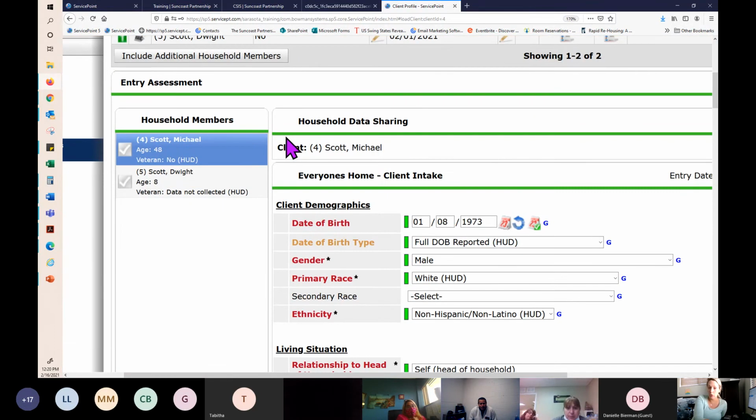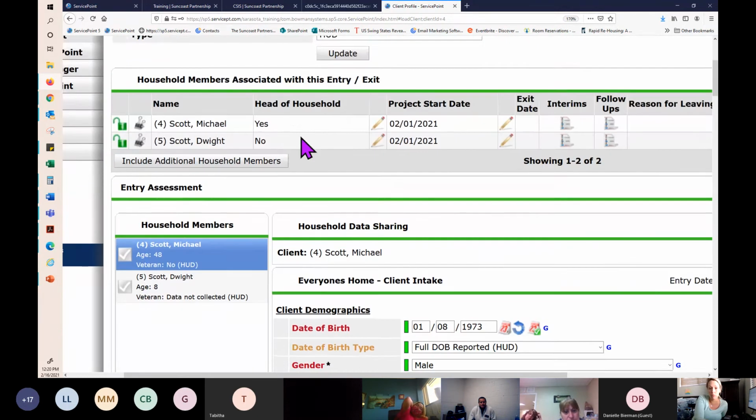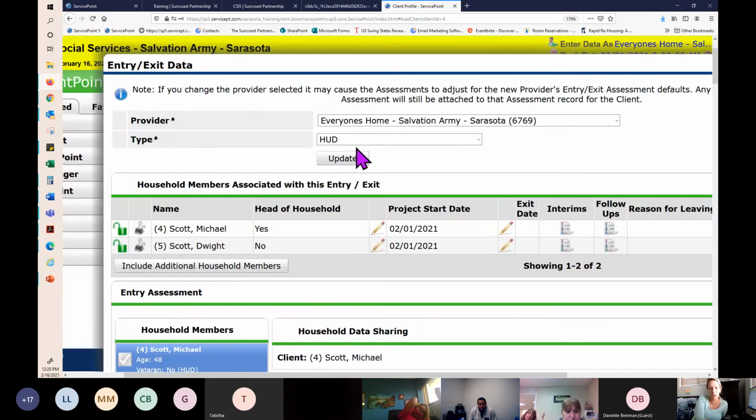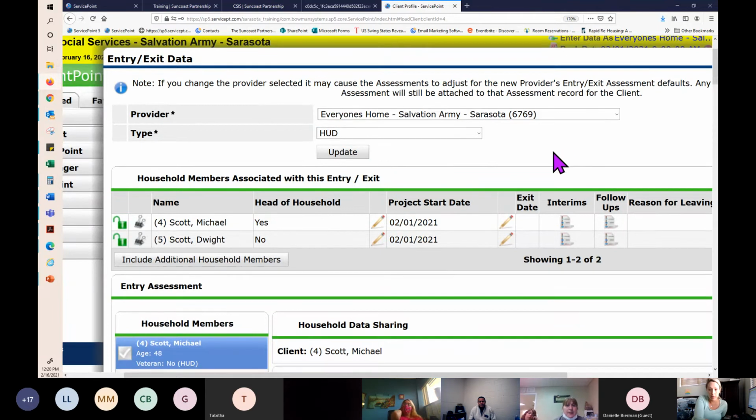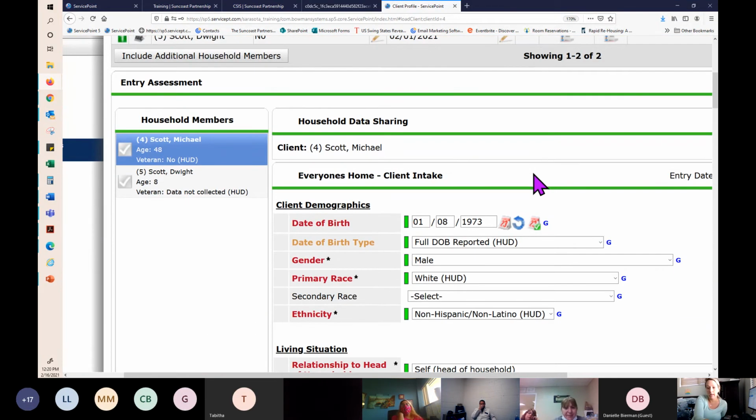And now we have all the questions. So keep in mind, if you ever enter a client and it says that there's no assessment provided, you're in the wrong type. All you have to do is go up here, change your type, and make sure you're in the correct type. Another common thing that happens.